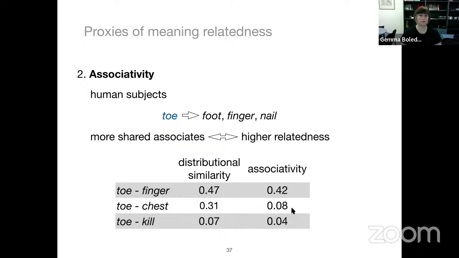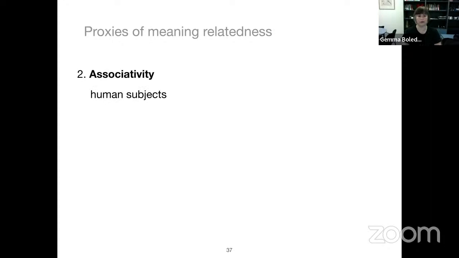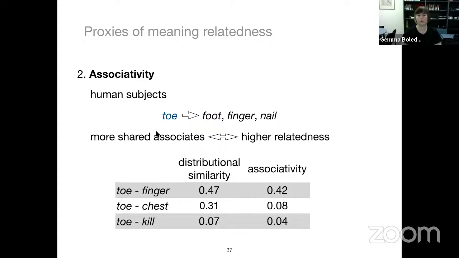So these two estimates of relatedness give us slightly different views on what it means for two meanings to be related. And I forgot to say that here we of course use the same expedient. We are using words as surrogates for meanings.